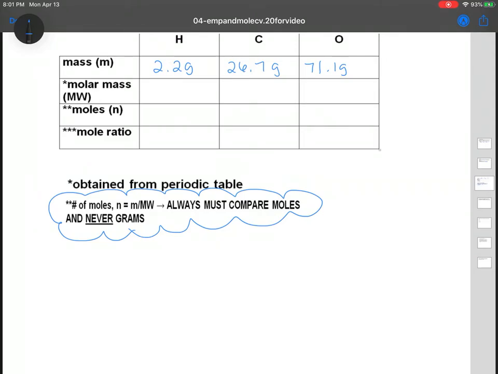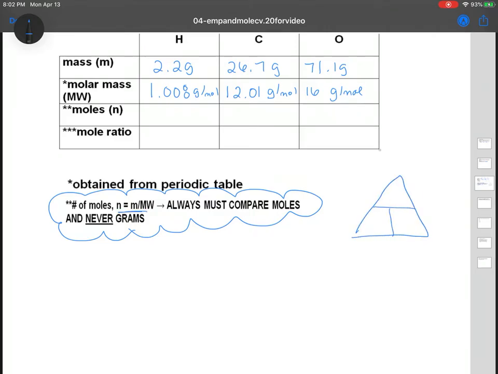Okay, so the molar mass or the molecular weight is from the periodic table. So when you're figuring out what the formula of this compound is, we have no idea. So we're just going to use 1 hydrogen, 1 carbon atom, and 1 oxygen atom, and we're going to figure out how many of these atoms there actually are in our compound based on its percentage. So then we're going to change that into moles.